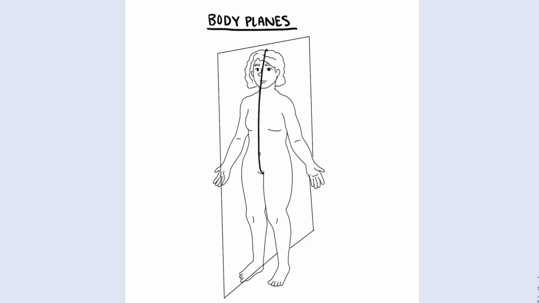Now, sagittal doesn't have to be straight down the middle. It can be over a little bit more to one side or the other. But when it is straight down the middle, we call it mid-sagittal or a median plane. And that's right down the middle of the midline.